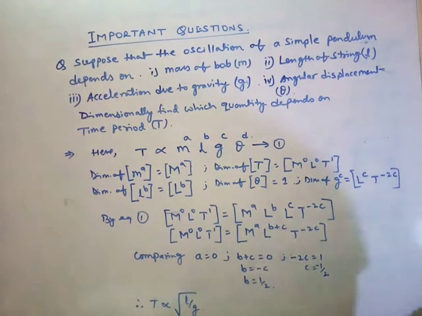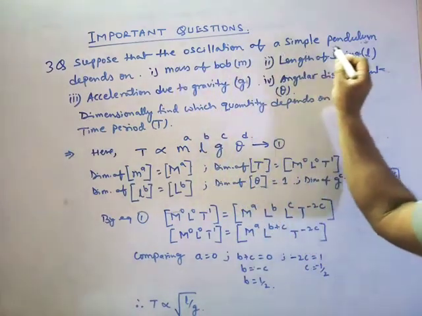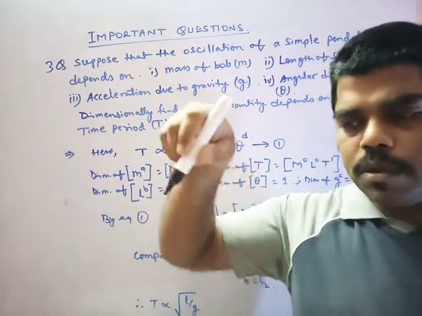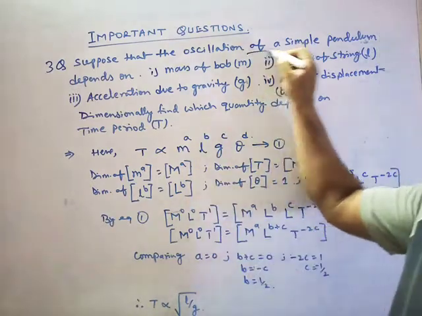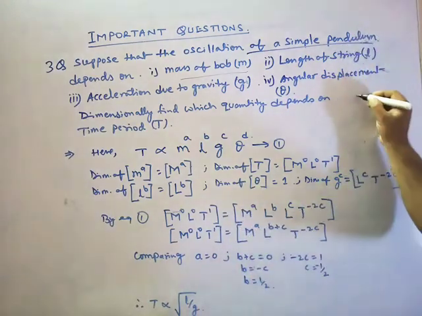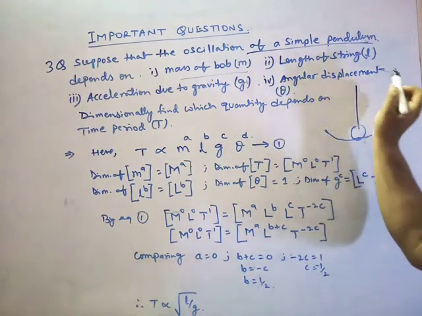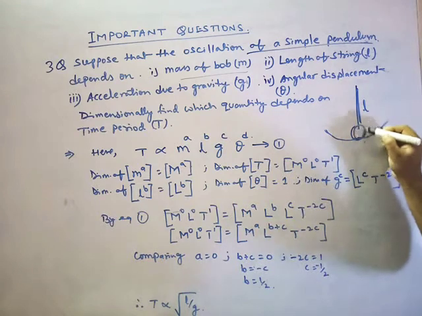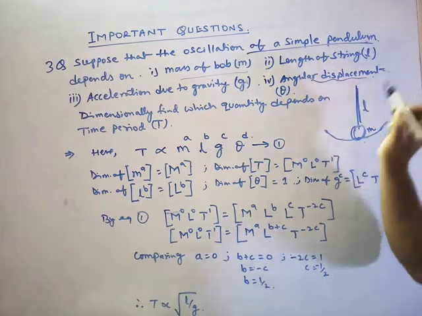So we can see the third question, right? Question number 3. Suppose that the oscillation of the simple pendulum, a clock type, which oscillates to and fro from mean to extreme to extreme to mean, is what we are talking about here. Depends on the mass of the bob. There is a bob attached to it. It is something like this. Is it right? It oscillates. Is it clear? Angular displacement, length of the string, this is the length. This is the L. This is the mass of the bob. Acceleration due to gravity, we know that. What is this? Angular displacement theta.